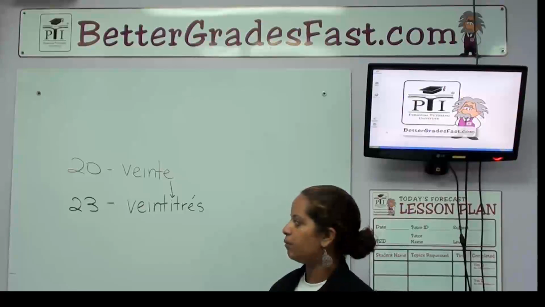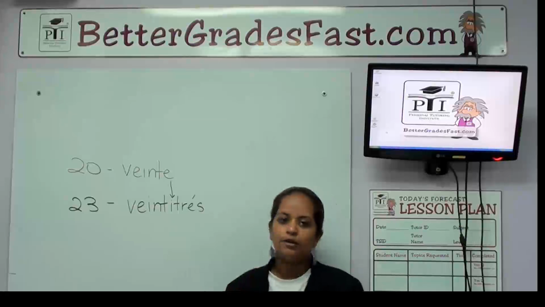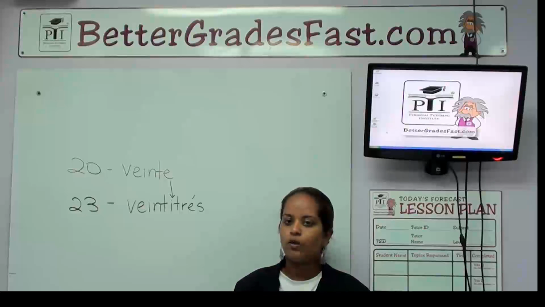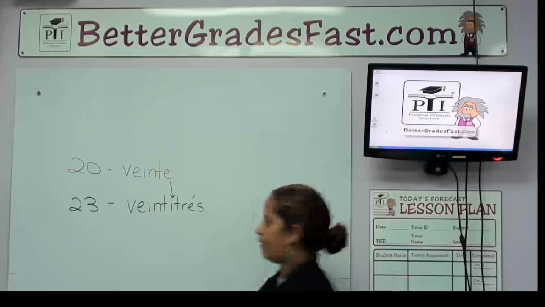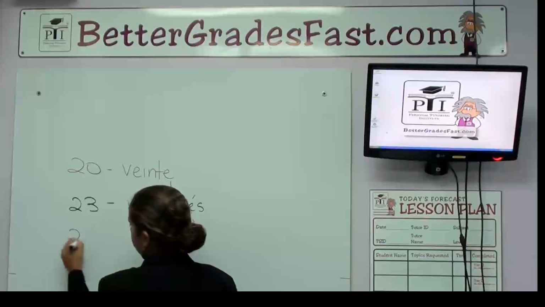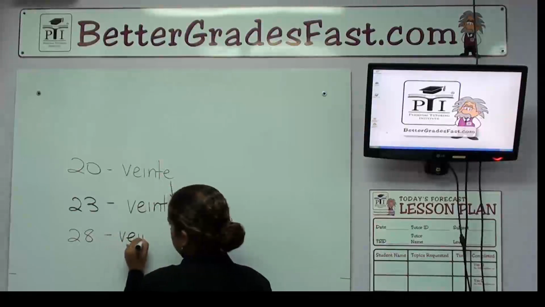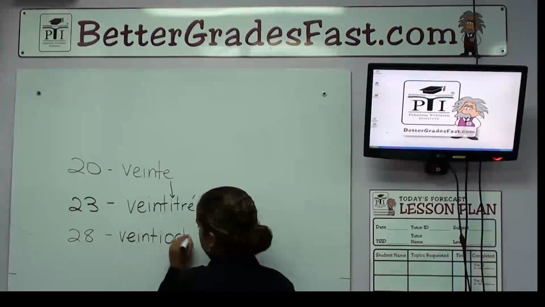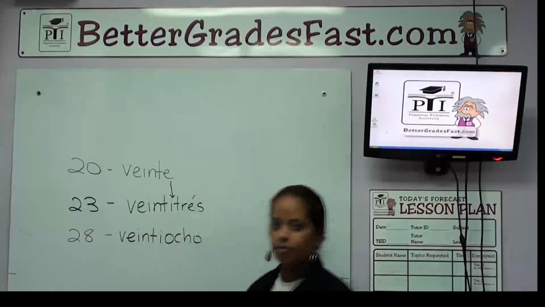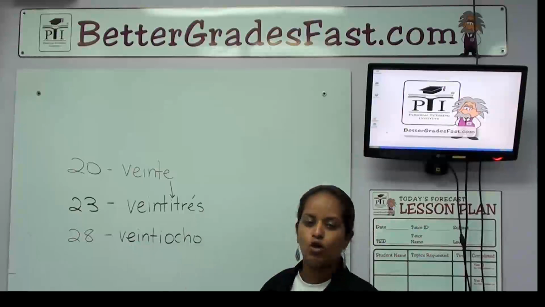Let's say you have the number 28. You know how to say 20 and you know how to say 8. So combine them and then change your E to an I. With this combination, you should correctly end up with 28.